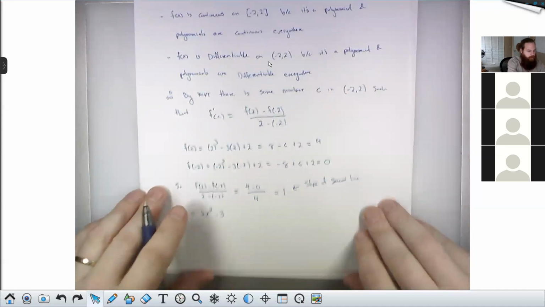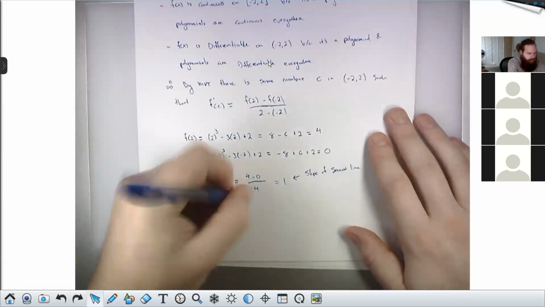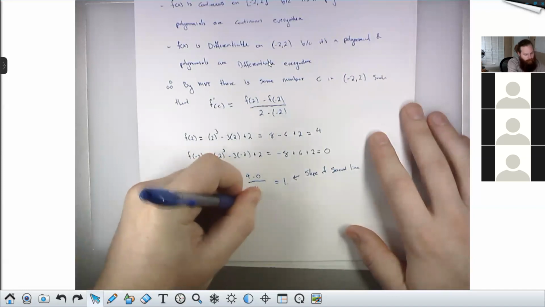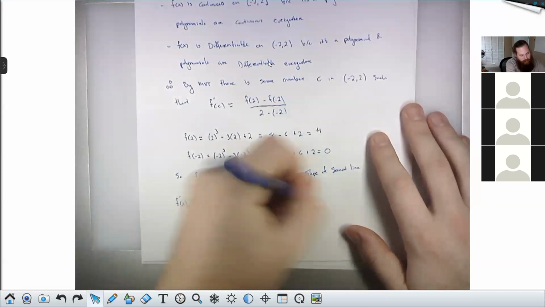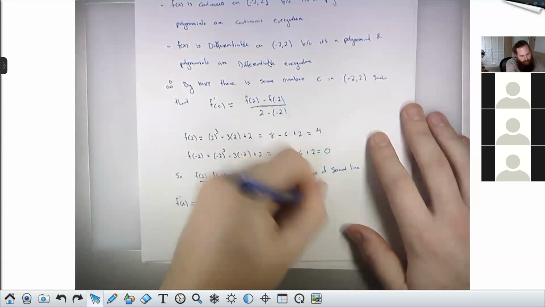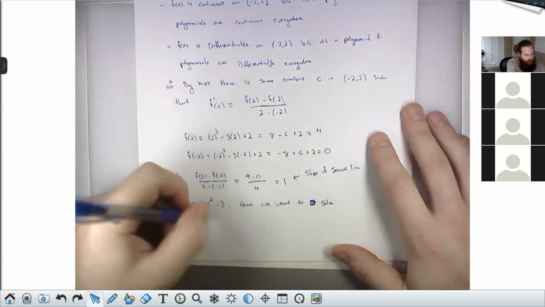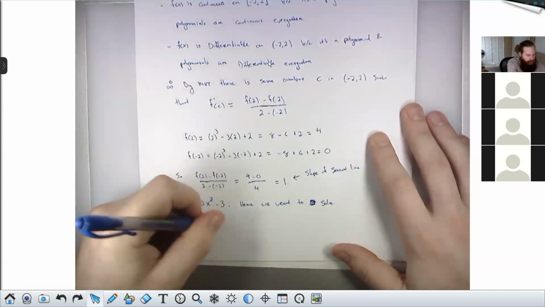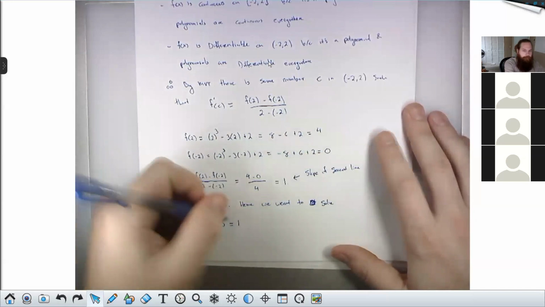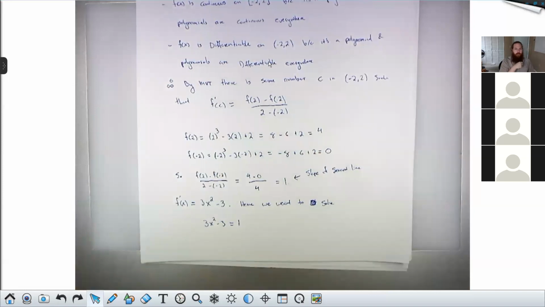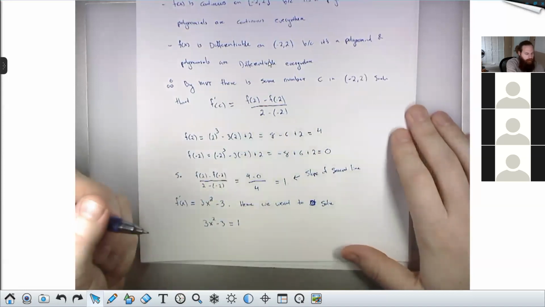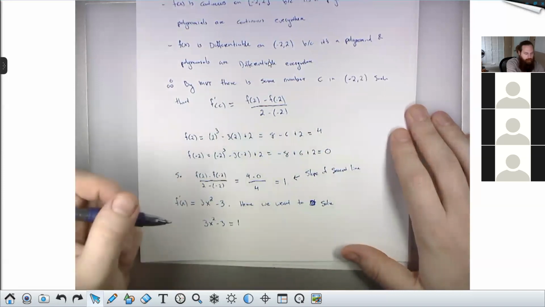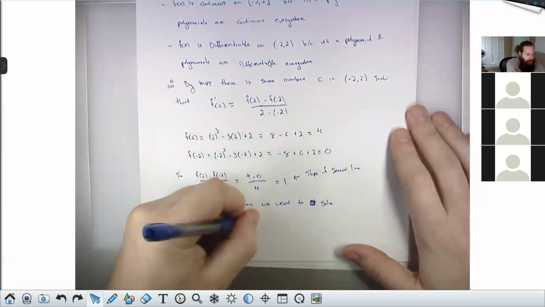So what I need to do, hence, we want to solve 3x squared minus 3 equals 1. And this is not a super hard equation to solve. You could do it one of two ways. You could pull the 1 over here and then factor. But since there are no regular x terms, there's just x squareds, I could also add that 3 over.